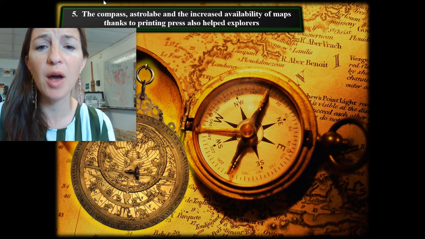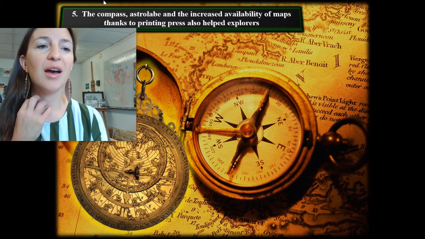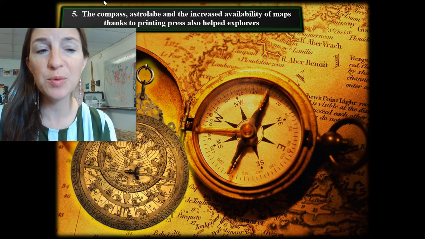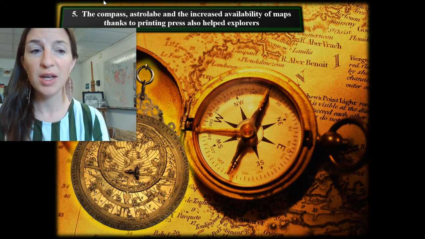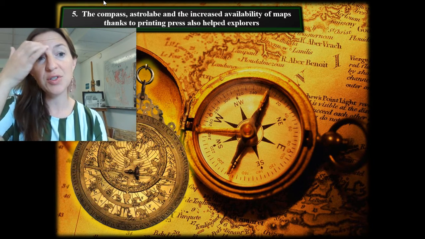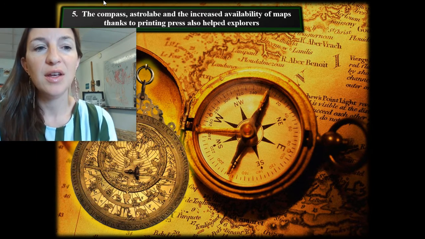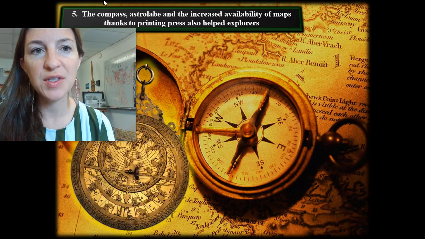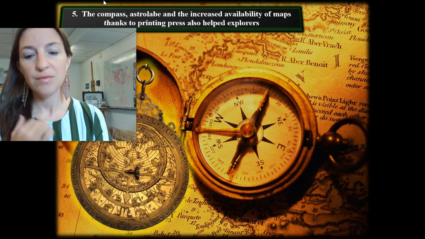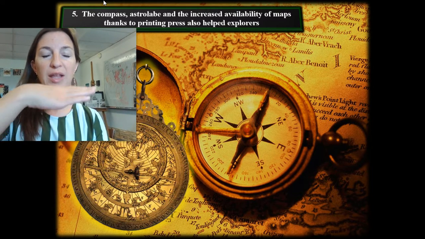Note number 5, the compass and the astrolabe and the increased availability of maps. Printing press, once you have the printing press in Europe in the 1500s, you have maps more easily accessible to various sailors and merchants and captains of ships. The astrolabe could let you know what latitude you were at.